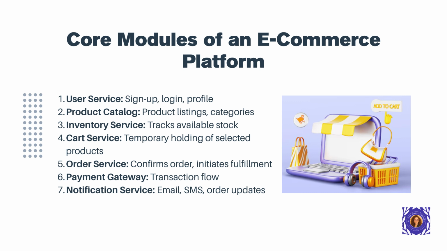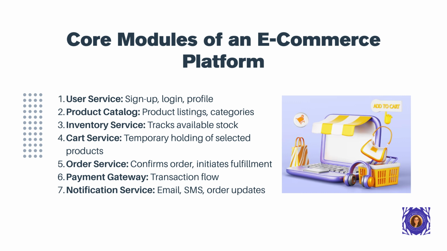First, we have the user service. This handles everything from signups and logins to user profiles. Pretty straightforward, but crucial for personalization and security. The product catalog is your digital storefront: product listings, categories, descriptions, images. This needs to be fast and searchable because if users can't find what they want, they leave.